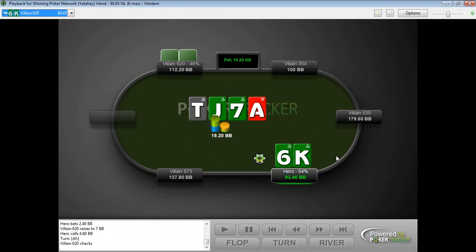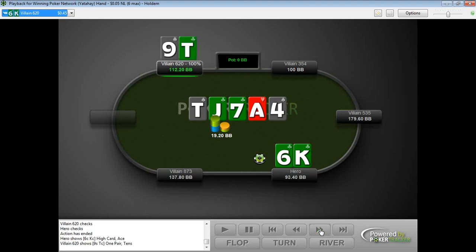And I'm going to throw this one in Snowy. I'll be curious about this one. So yeah, check's the right play. And a 4 comes out, complete brick for everybody. So we obviously would fold any bet or check here. Let's see, what did he have?